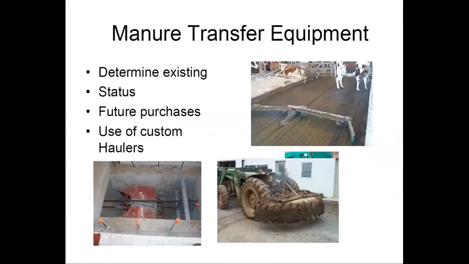Manure transfer equipment. How is the manure getting from the back end of the cow to your storage structure? So do you have a scraper system? Do you have a below ground system? Do you have the old tire scraper system? A lot of this will depend upon how you can get to your manure and to your waste transfer system. So what's there? Is it functioning? Is it functioning well? What are they planning on in the future?